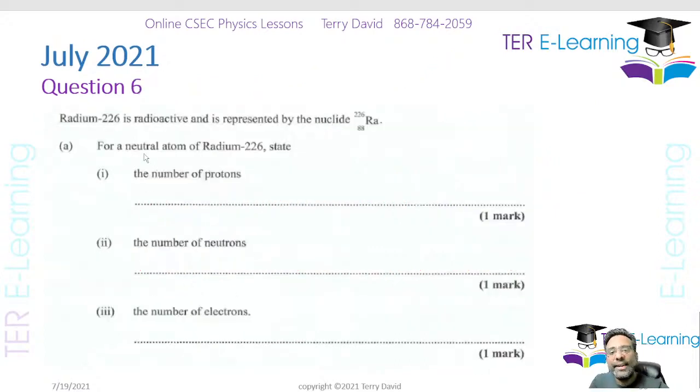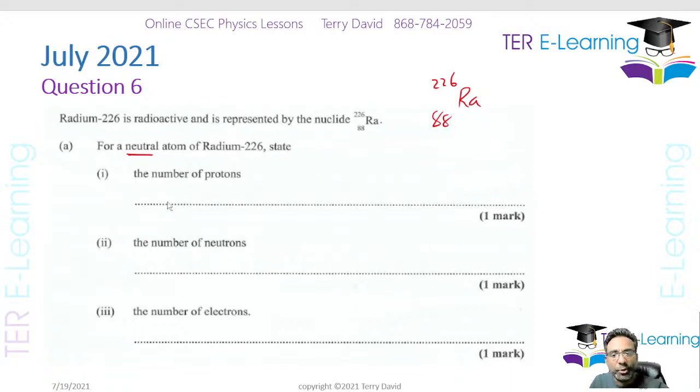So we have radium-226-88. It's represented by this 226-88 here, for a neutral radium-226. So this is what we have. Let me write this a little bigger here: radium-226-88. And you want the number of protons.